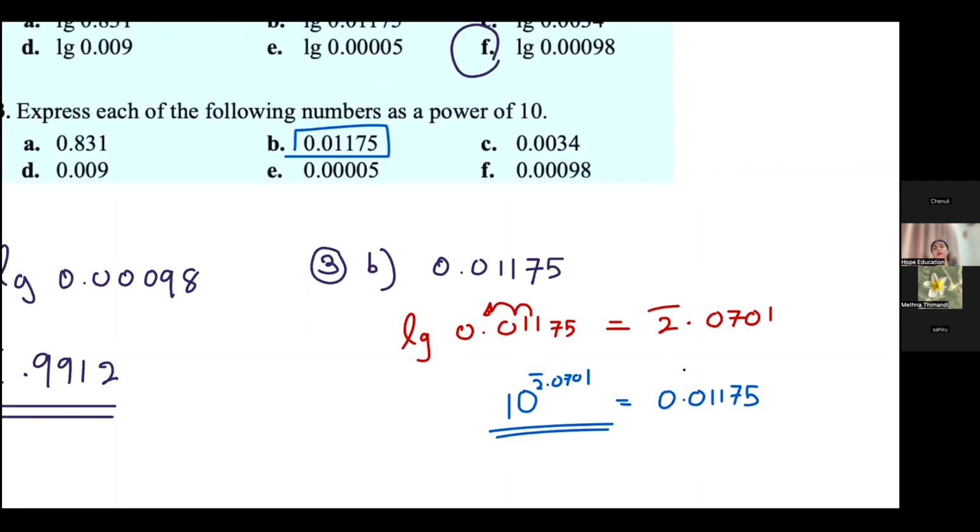So most of the time, children, whenever you get something like that, you first express it in the logarithmic form. Once you express it in the logarithmic form, you can convert it to the index form. Okay?